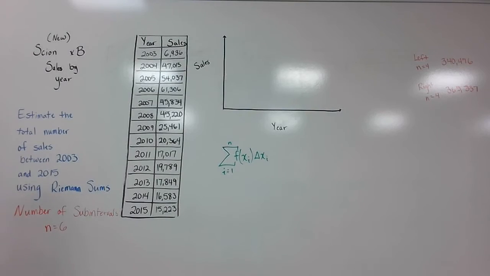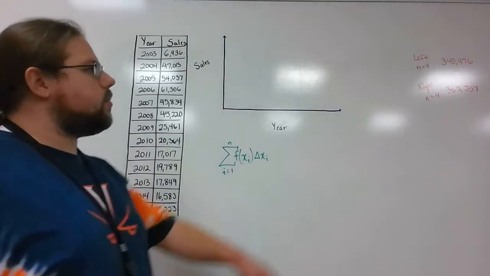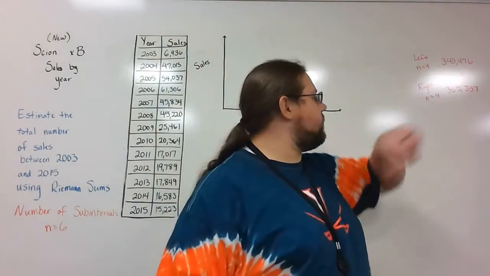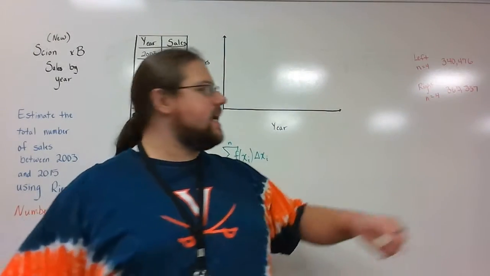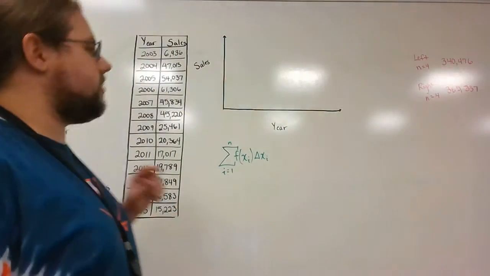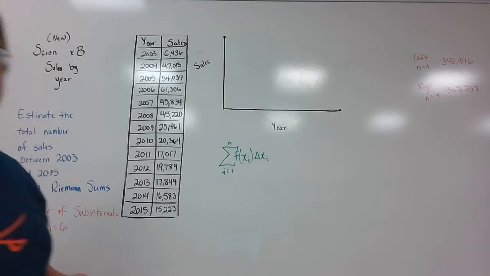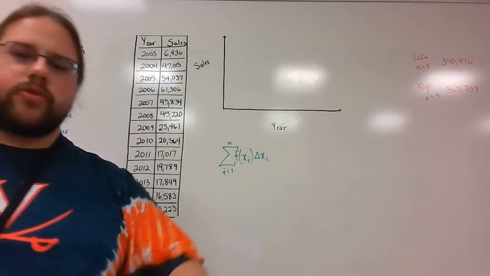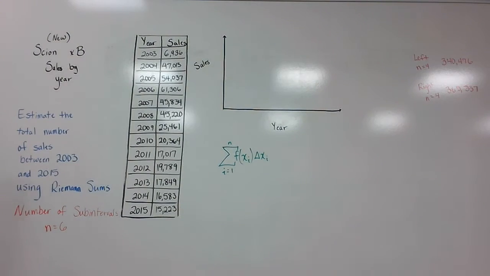So in the last video, we did a Riemann sum with 4 subintervals, and we did a left Riemann sum and got 340,476, and we did a right Riemann sum and got 365,337. So this time I said I want to get a better estimate. I want to get something closer to the actual truth, so I'm going to increase the number of subintervals, and I'm going to use n equals 6 this time.